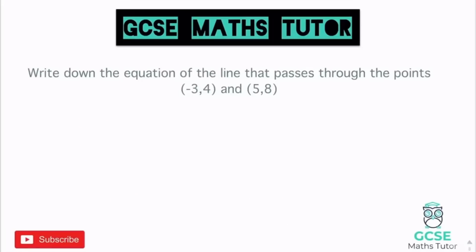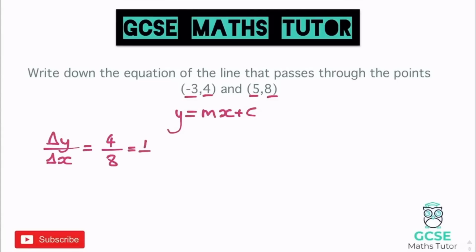Okay, so a slightly harder question here, and you'll see why when we work this one out. So we've got y equals mx plus c, and we're going to work out the equation of the line between these 2 points. So the change in y over the change in x, let's see what we get. From 4 to 8 is positive 4, and from negative 3 to 5 is a movement of positive 8, so it's 4 over 8. Now I've got a fraction here, we can simplify that. So divide the top and bottom by 4, and we get 1/2, or 0.5.